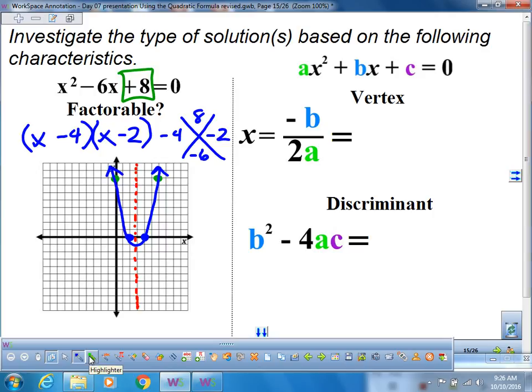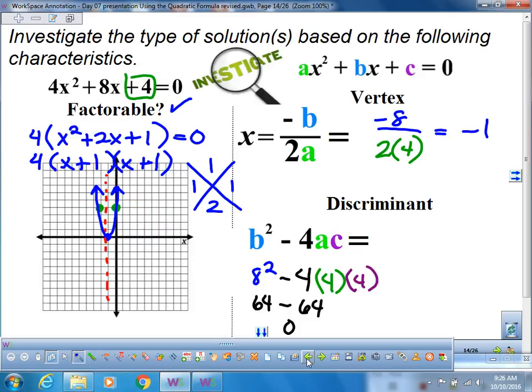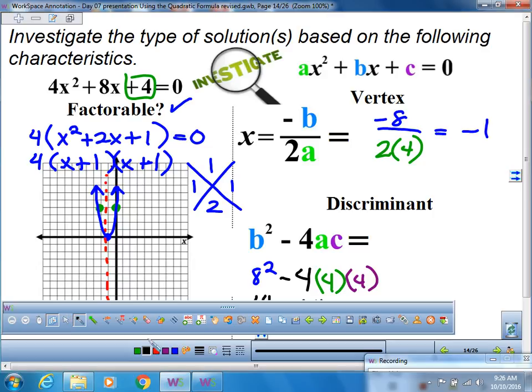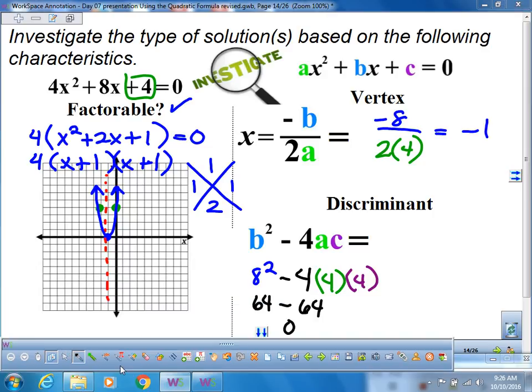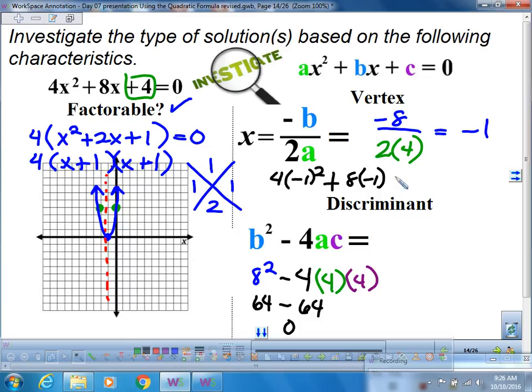Now let's double check it. So my vertex, my axis of symmetry, oh, I was supposed to find the vertex on the last one. Sorry. So like Kane said, in order to find the vertex, I just have to plug negative 1 back into the equation. So 4 times negative 1 squared plus 8 times negative 1 plus 4. What does that equal? Well, negative 1 squared is just 1. 1 times 4 is 4. 4 minus 8 is negative 4. Right? Am I right?